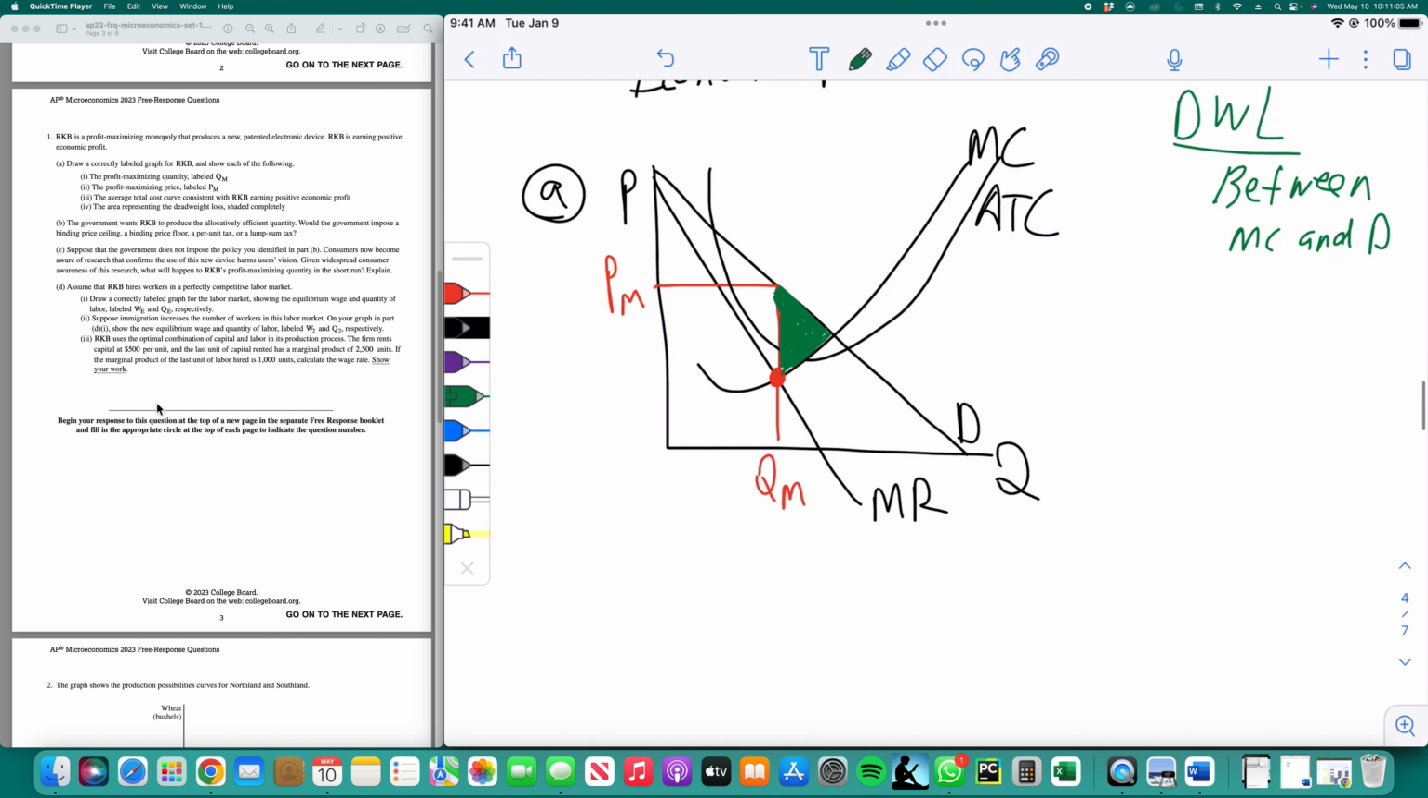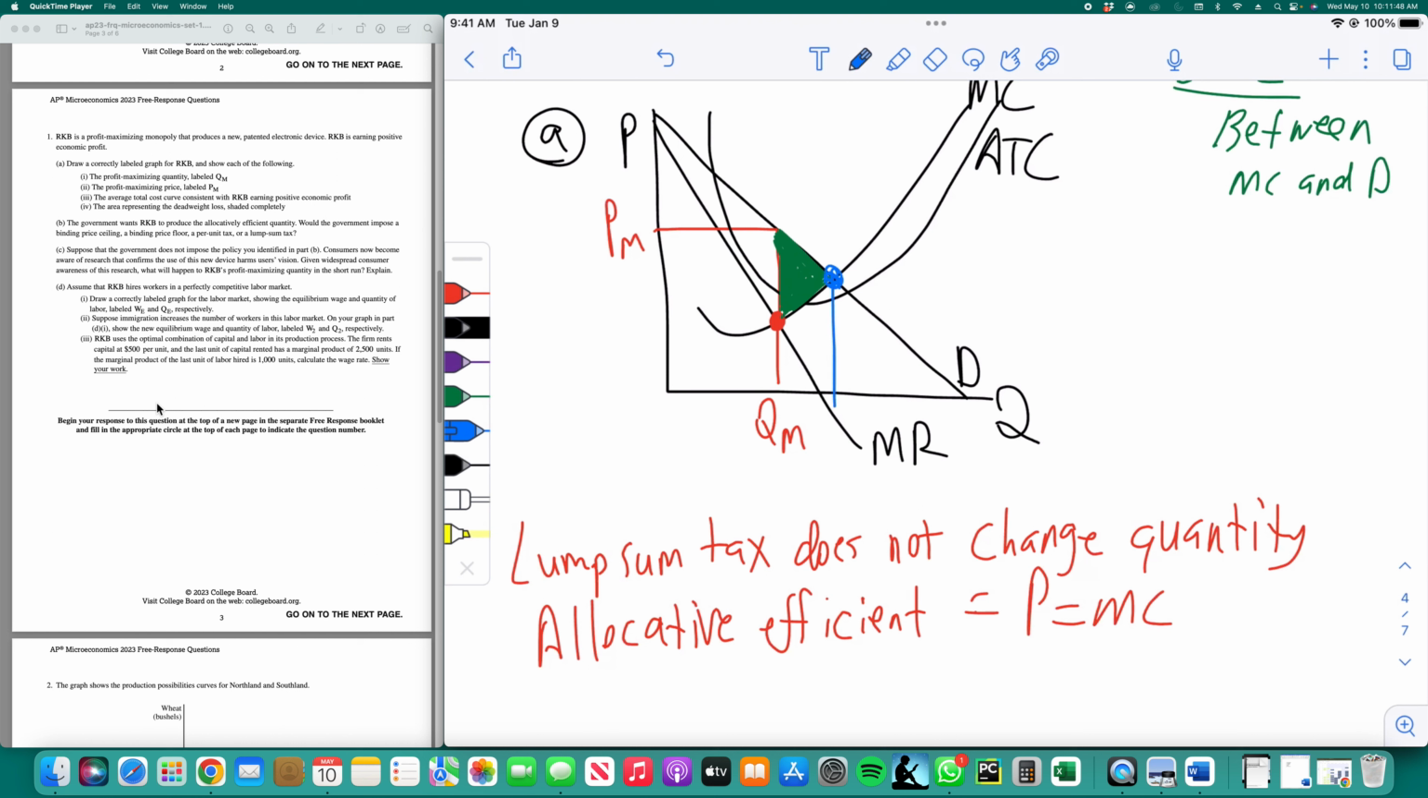Now remember, allocative efficient means price equals MC. And you do not have to do this, okay? But basically what they're saying is that they want you to be here at QE. They want you to be at that quantity, where price equals MC. So how can we do that? Well, a lump sum tax is not going to change quantity.